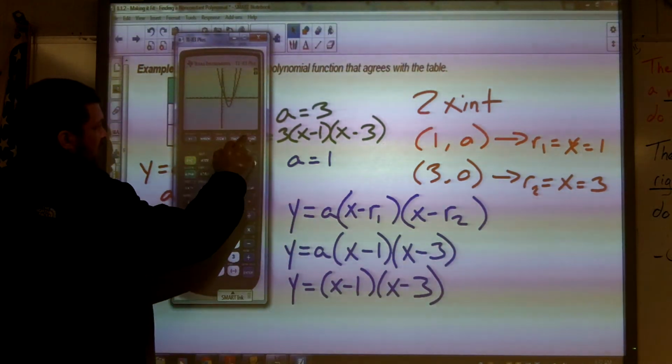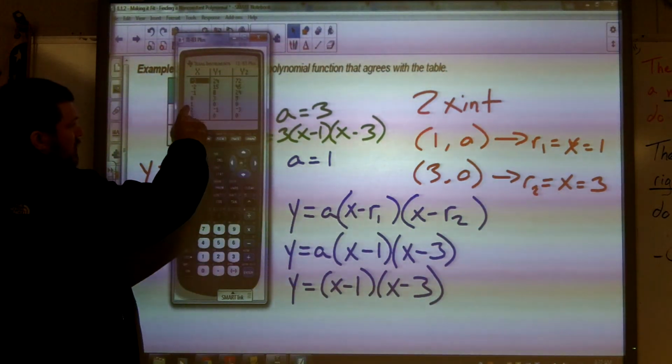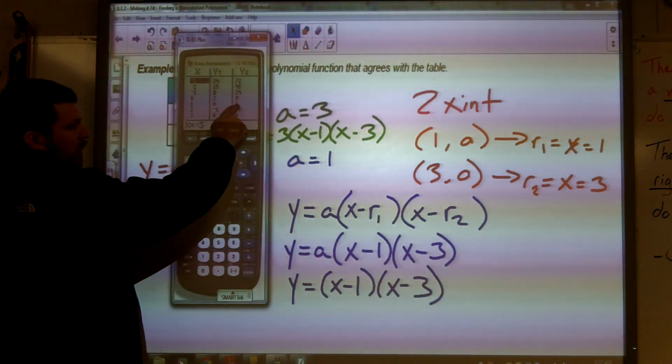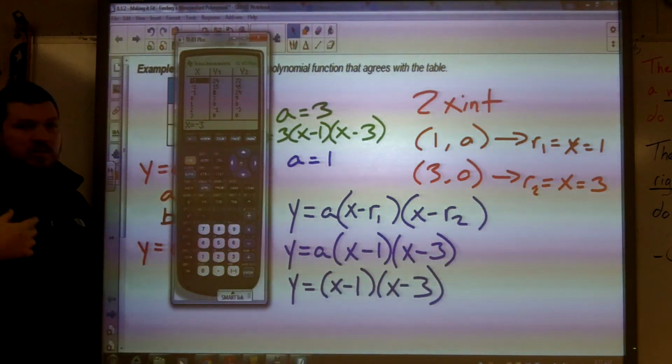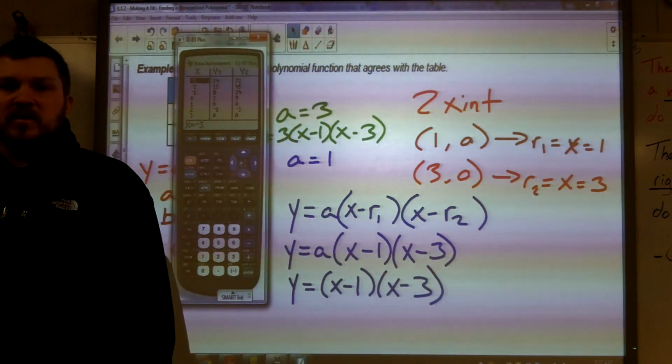And I'm going to go to my table and verify that I have everything. So when my input is 1, my output is 0, that's good. When my input is 3, my output is 0, so that's exactly what I need to happen, and that's it for this video.